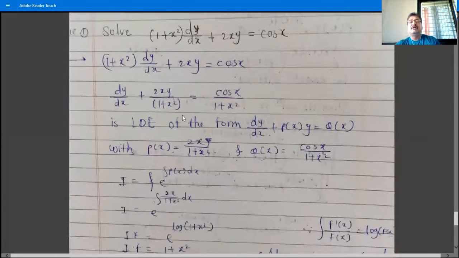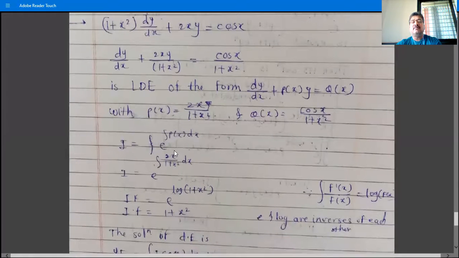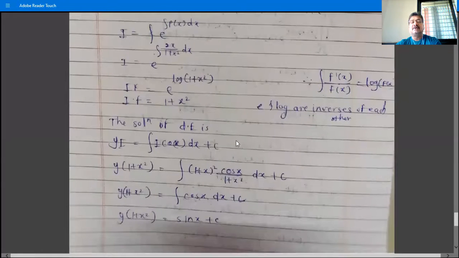So in order to obtain the general solution of a linear differential equation, we have to first find the integrating factor I. What is the formula for I? e raised to integration P(x) dx. And then the formula for the solution of the given differential equation is yI is equal to integration I into Q(x) dx plus constant.